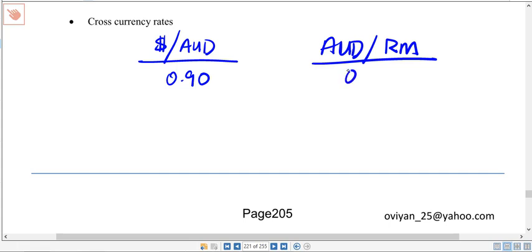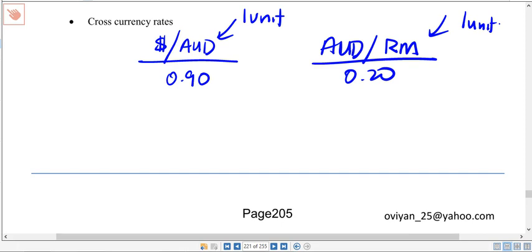Dollar to AUD, AUD to RM. Let's say simply for the sake of saying 20 cents. 1 ringgit, so many AUD. This is your 1 unit. This is your base. Make sure your base is at the back. Now, what are you going to do? How are you going to cross this? You have actually got 3 currencies here: dollar, Australian dollar, and ringgit Malaysia. What are you going to do now to cross it?